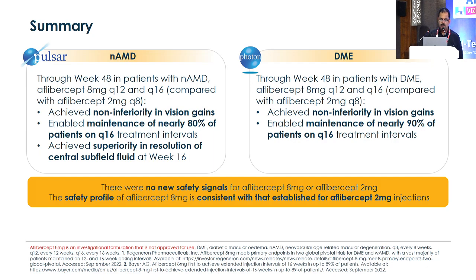So this is a brief summary. At week 48, aflibercept 8 milligram had non-inferiority in visual gains and almost equal side effects. And again in DME with PHOTON, non-inferiority in visual gains as compared to 2 milligram 2 monthly. So these are very good drugs which are coming in, and probably we will start using these drugs in about a year's time. Thank you very much.